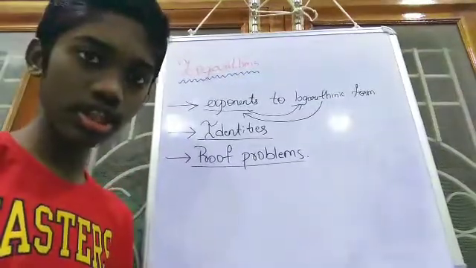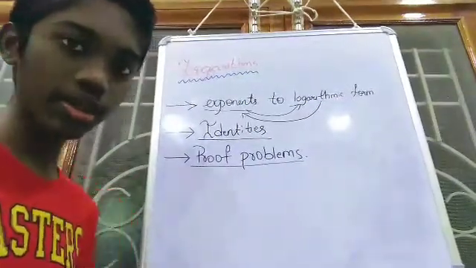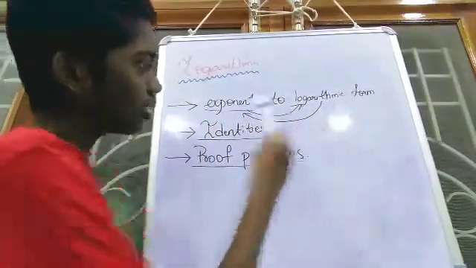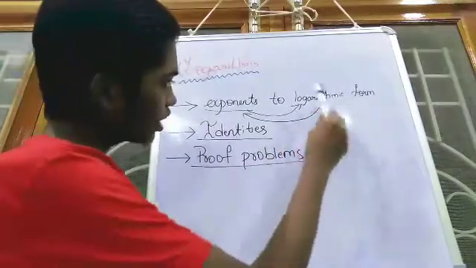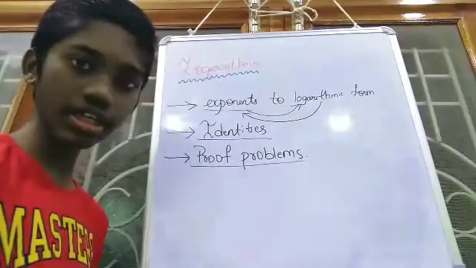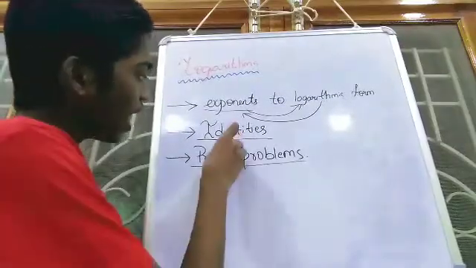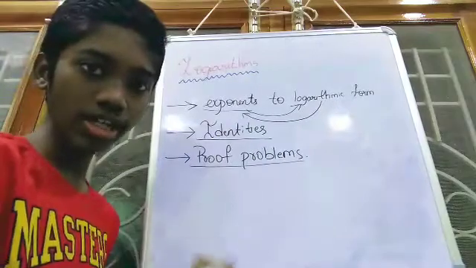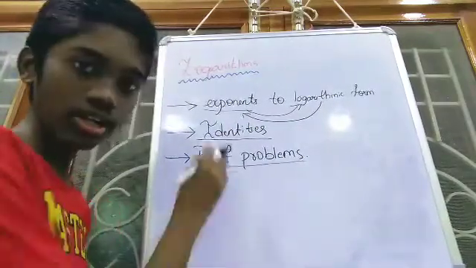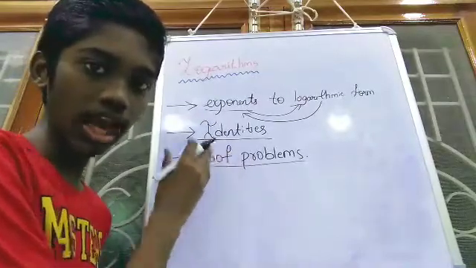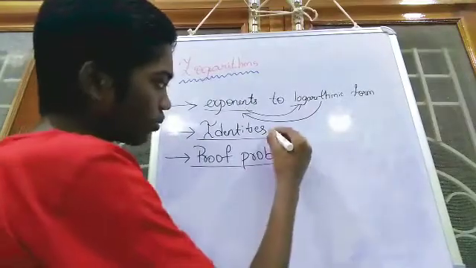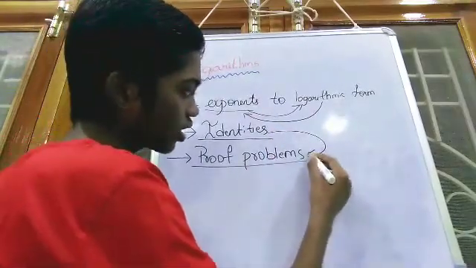So friends, in the logarithms chapter we have to discuss some subtopics. They are conversion of exponents into logarithmic form and conversion of logarithms into exponential form. And the second one is logarithmic identities. Logarithmic identities are similar to the trigonometric identities. We have 3 identities in the trigonometry chapter, and in the same way we have 4 to 5 logarithmic identities which are used in solving the proof problems. These two are interconnected with each other.